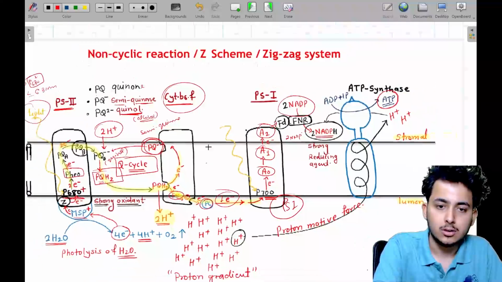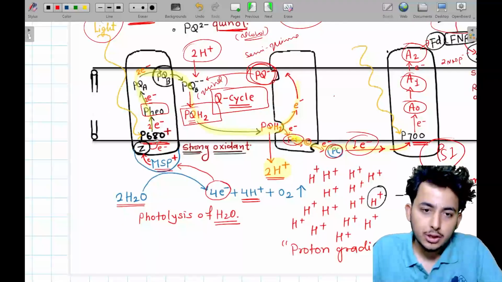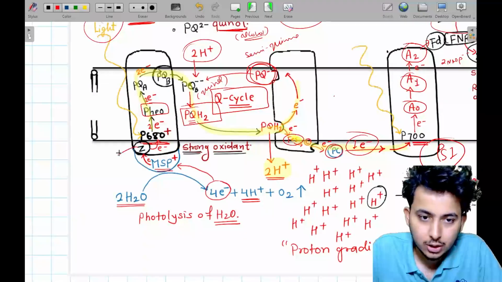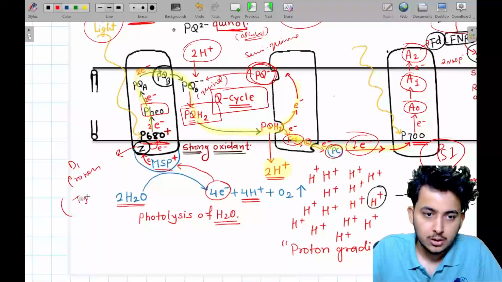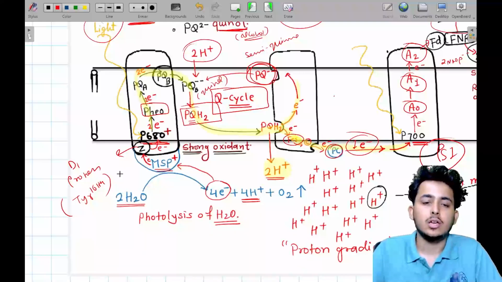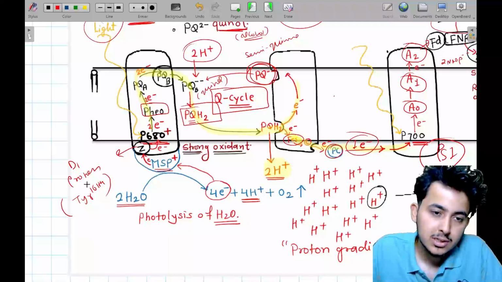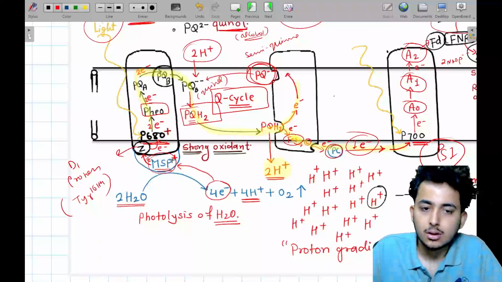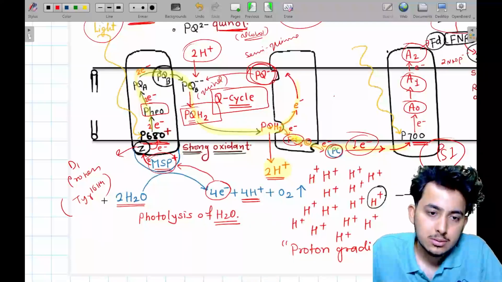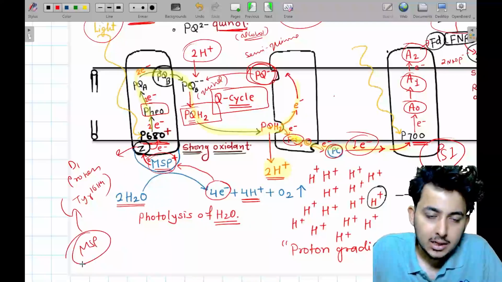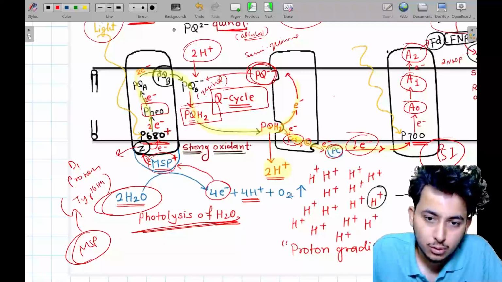Yeah, since the PS2 over here, it loses 2 electrons, it will get electrons from the D1 protein tyrosine residue, okay, at the 161st position. This will give electron to the P680 and this tyrosine residue will get the electron from the manganese, that is the oxygen evolving complex, or the manganese stabilizing protein. So this will get electron from the MSP and MSP will get electron from photolysis of water. So two water molecules will split into 4 electrons, 4 protons and oxygen.